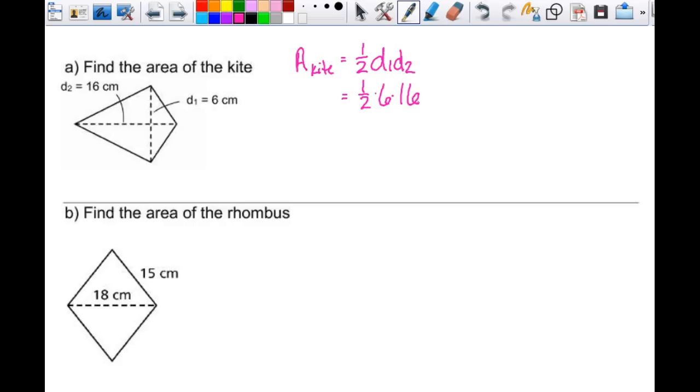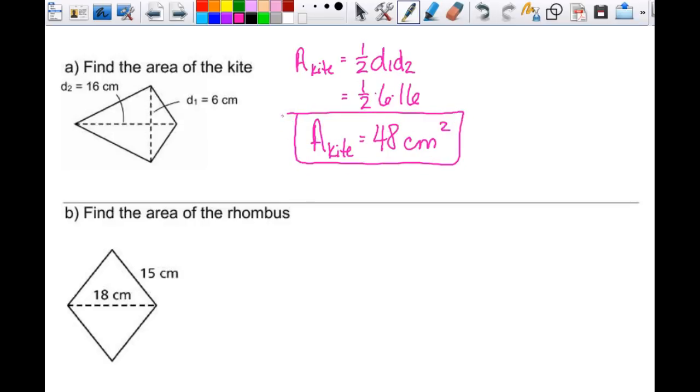So which do we take half of? 16 or 6, doesn't matter. It's a matter of opinion, right? But half of 16 is 8. 8 times 6 is 48. Half of 6 is 3. 3 times 16 is also 48. So it really doesn't matter. So area of a kite is equal to 48. Okay, we all good? All right.